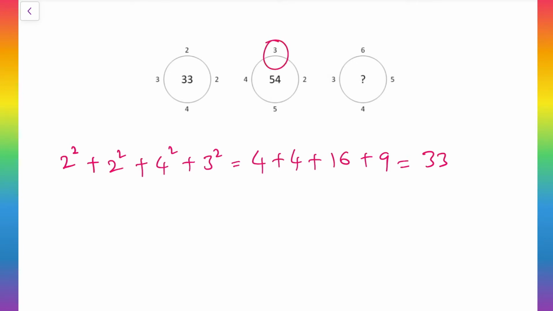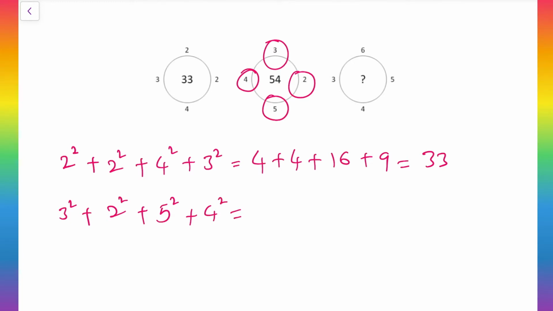Then I will apply the same logic for the second figure also now. 3 square plus 2 square plus 5 square plus 4 square, which equals 3 square is 9 plus 2 square is 4 plus 5 square is 25 plus 4 square is 16. 9 plus 4 is 13, 13 plus 25 is 38, 38 plus 16 is 54, exactly, which is the middle number. So this is the correct logic.